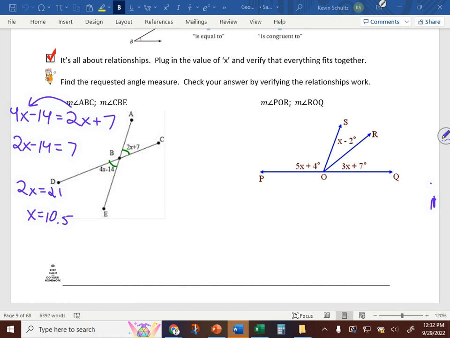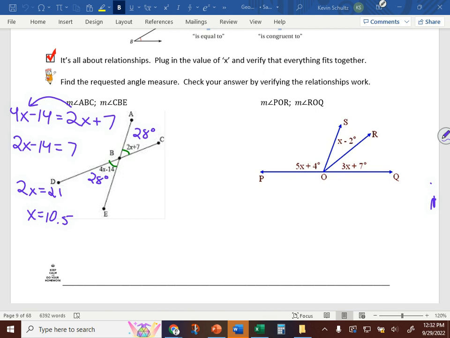Now, when we talk about all these puzzle pieces fitting together, if x is 10.5, 4 times 10.5 is 42, minus 14 makes this 28 degrees. Right? 2 times 10.5 is 21, plus 7 makes this 28 degrees. That's how we know that we're right, because it checks out. Okay, Alex. Yes, that's how you would check.